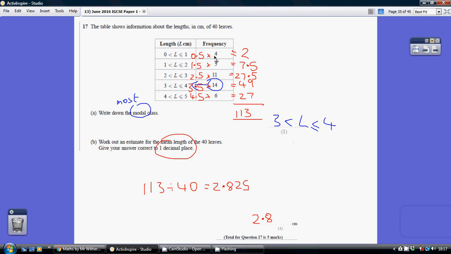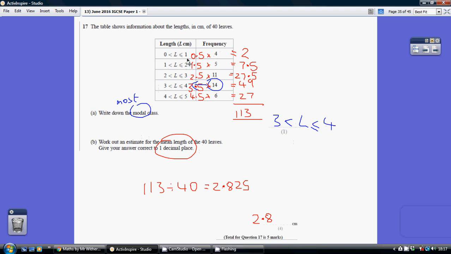Now, how long were those 4 leaves? How long were those 5 leaves? We just don't know. That information is lost. All we know is the length is between 0 and 1 or between 1 and 2. So the best we can do is just make a stab at it. That's why it's an estimate. We've just got to do a bit of a best guess.